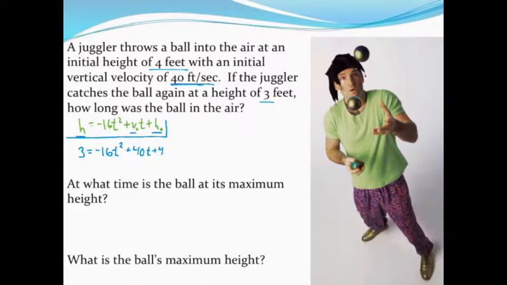The first question they asked me is how long is the ball in the air for? To answer that question, that's where I'm going to be using the quadratic formula because I want to solve for t. And so using the quadratic formula, I'm going to need it to be equal to 0. So subtracting 3 from both sides, I get negative 16t squared plus 40t plus 1, because I've subtracted that 3, is now equal to 0. So using the quadratic formula, that will answer the question, how long is the ball in the air?